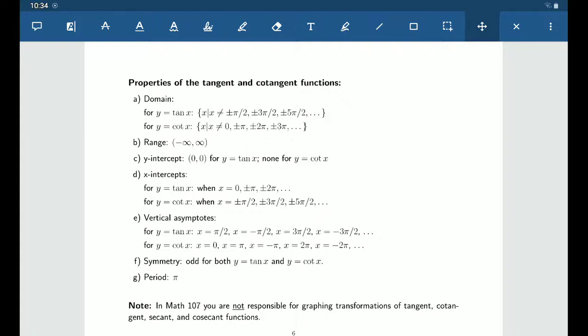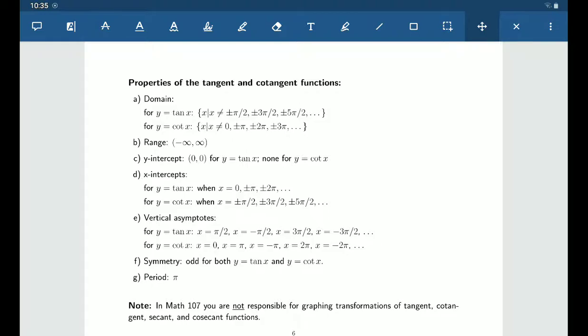And again, for the x-intercepts, for tangent, the x-intercepts happen whenever the sine graph crosses the x-axis, which is at 0 and 180 and 360 and all the rest. For the cotangent graph, that has x-intercepts whenever the cosine function crosses the x-axis, and that's at 90 and 270 and so on. Both functions are odd. Remember that the only even trig functions are the cosine function and the secant function, and all the other 4 trig functions are odd.